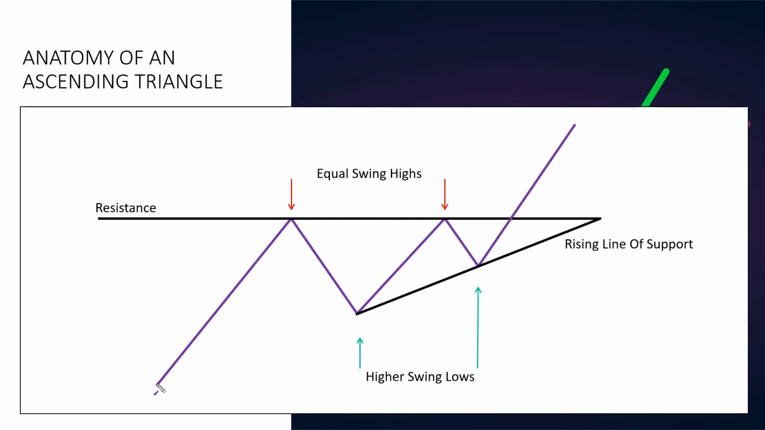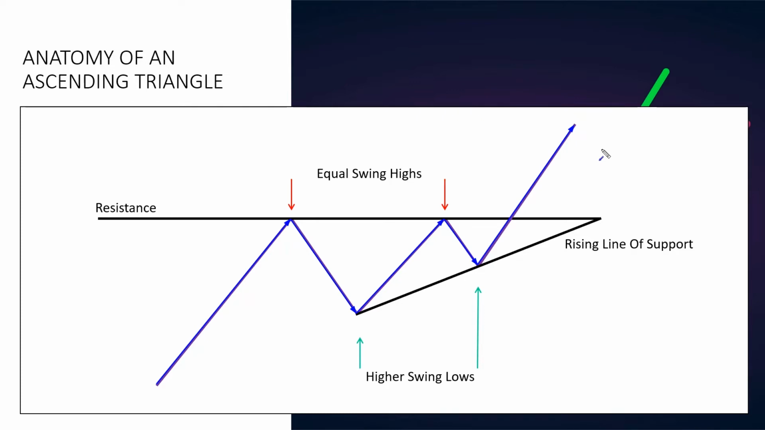So price moves up, forms a high, pulls back to a higher swing low, moves back up, forms an equal high, so you can draw your horizontal level of resistance. Price pulls back to a further higher swing low before price breaks above resistance, and you get that strong continuation pattern forming. Alright, so that's how it looks and generally works.